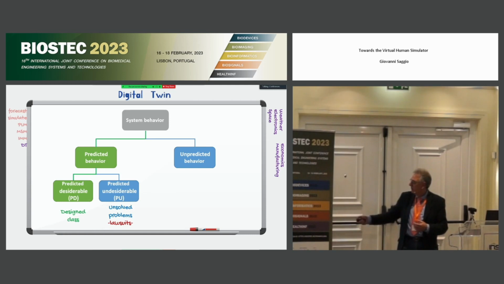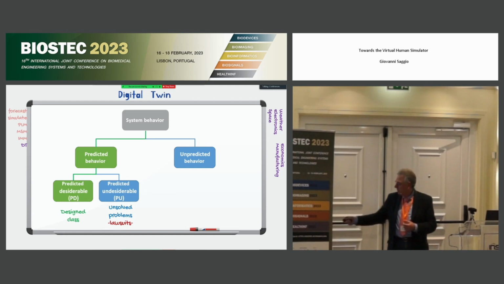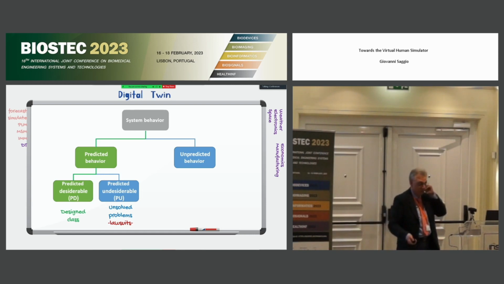The second one is related to unsolved problems. The unsolved problems can go to lawsuits, so it is better to avoid that class. And the digital twin can help us.